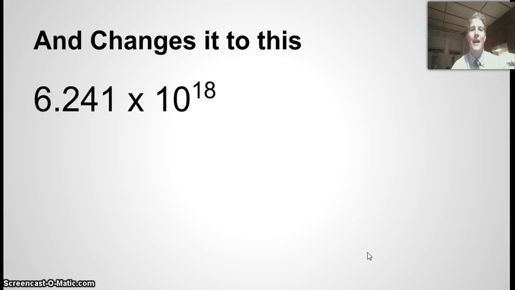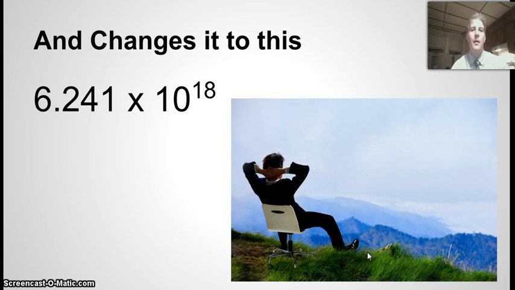6.241 times 10 to the 18th. This number I can relax about. I'm not going to make as many mistakes putting it from the paper to the calculator, and it's a lot less intimidating. But how did we do it?